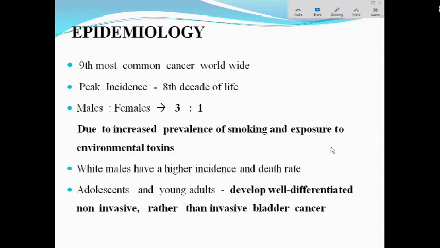So smoking is one of the most important etiologies. Smoking, tobacco is the most important etiology in cases of carcinoma bladder, apart from environmental toxins. It is more aggressive in white males. In adolescents and young adults, they generally develop well differentiated non-invasive bladder cancer rather than invasive or aggressive, poorly differentiated one. At old age, they will generally have the invasive and poorly differentiated variety, though not always.